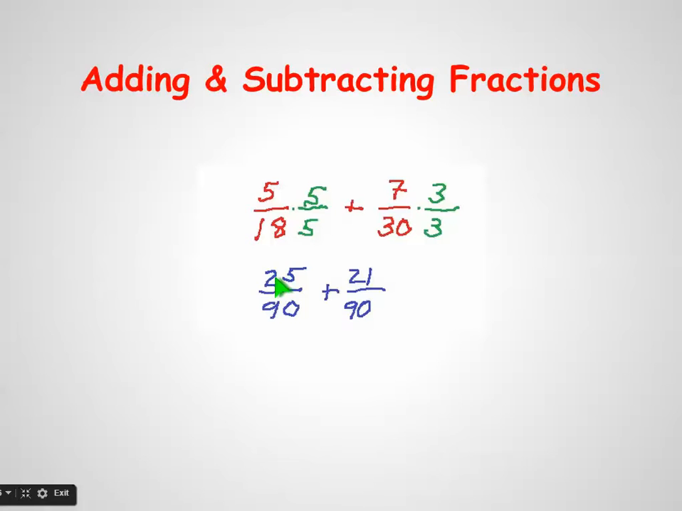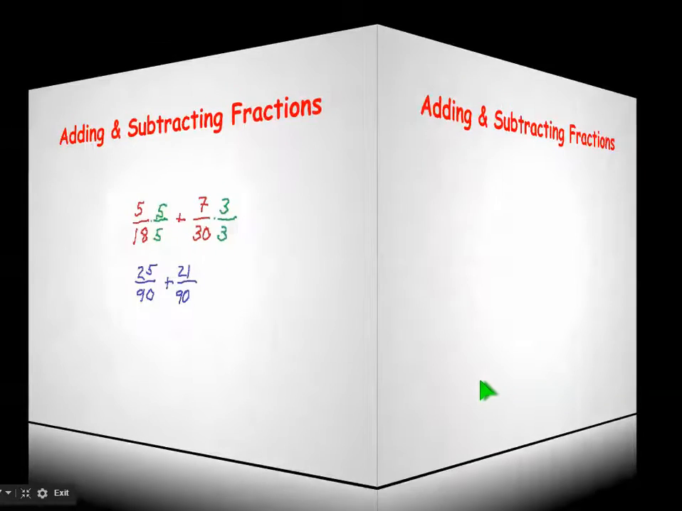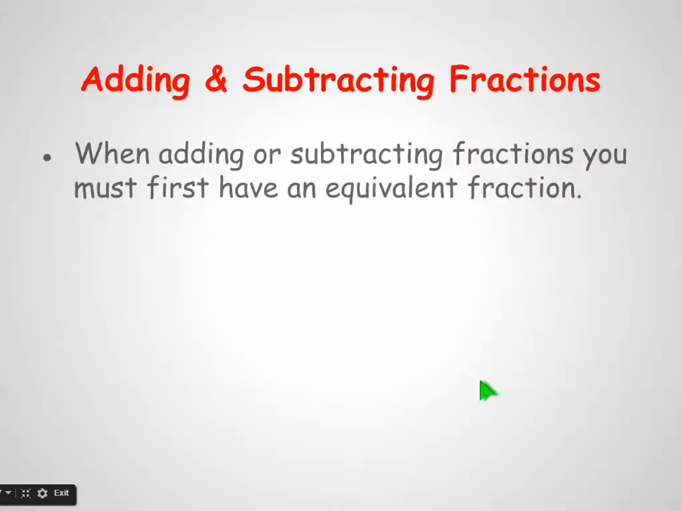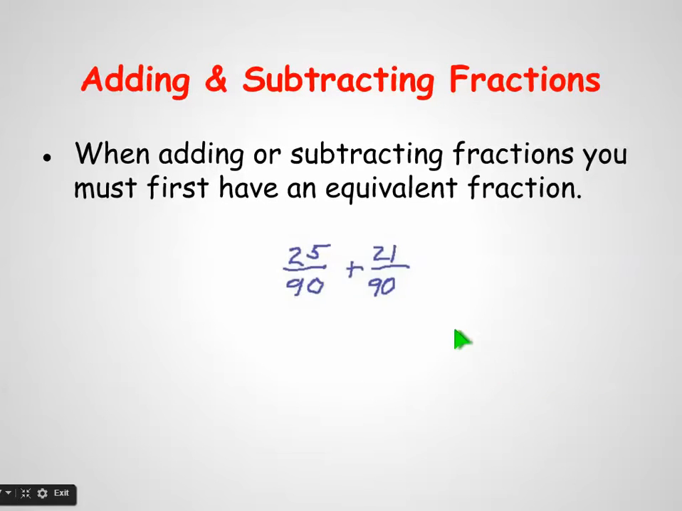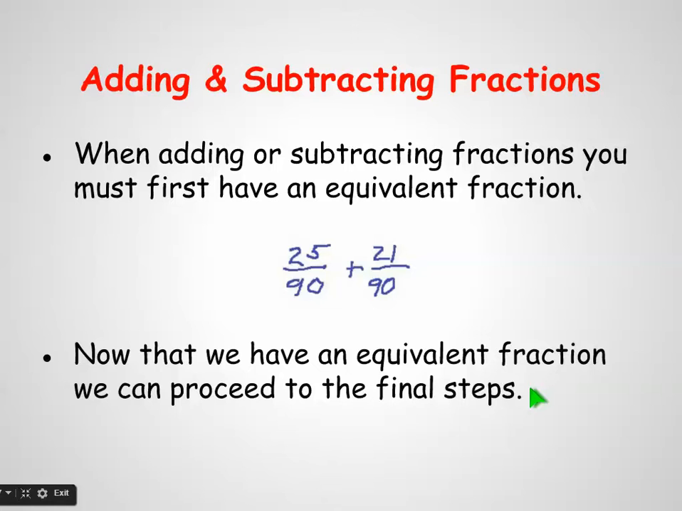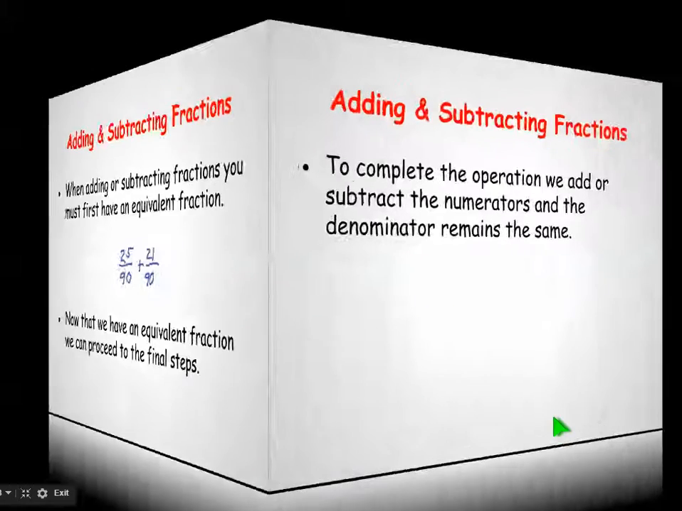5 times 5 is 25. I end up with 25/90ths. 3 times 7 is 21. I end up with 21/90ths. When adding or subtracting fractions, I must have equivalent fractions. Okay? Again, re-showing this, but we must have the equivalent fractions. Once we have those equivalent fractions, we can proceed to the final steps.